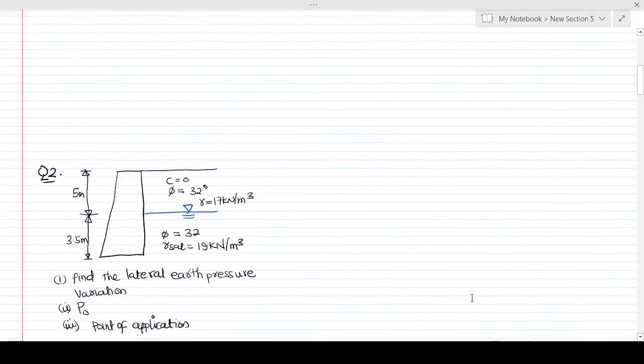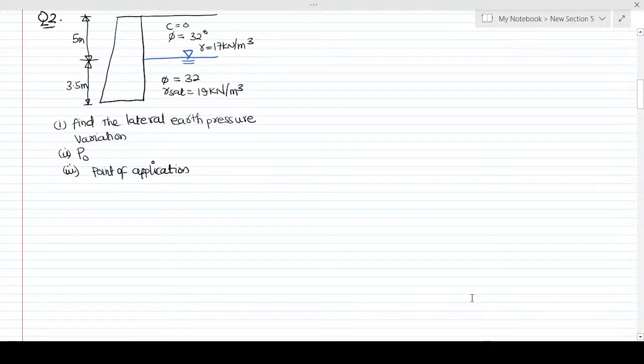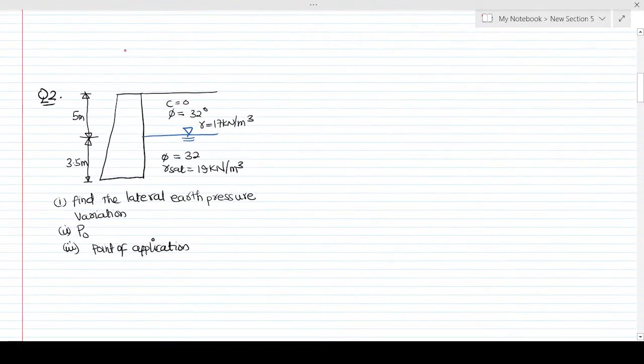Let's move on to the next one. Beautiful, isn't it? It is. So we have this question also at rest condition, right? So this is also at rest condition. Let me indicate it here. But this time around, we have a water table. It shouldn't scare you. You just analyze it just as you usually do.